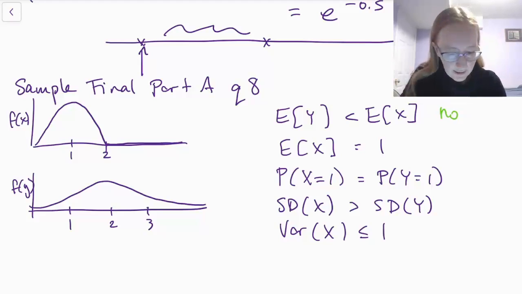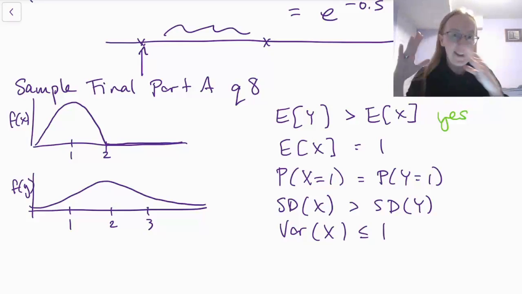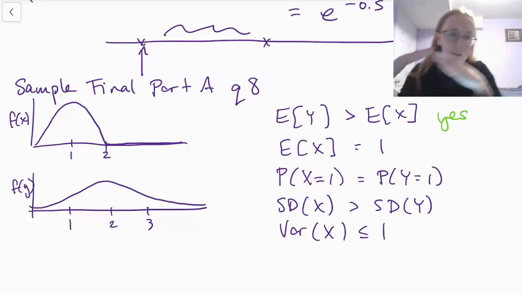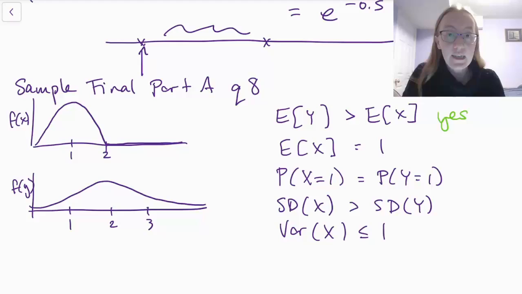Oh, I'm sorry. I realized I copied it down wrong. It was supposed to be this way, which means the answer is yes. Sorry about that. Everything I said is still true, but I copied it down wrong. So yes, definitely E of y is bigger than E of x because y is centered a bit further out than x is.